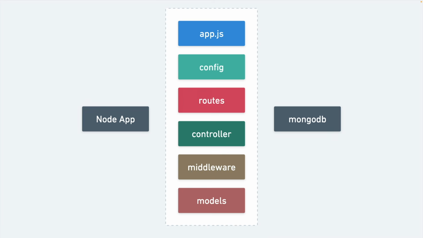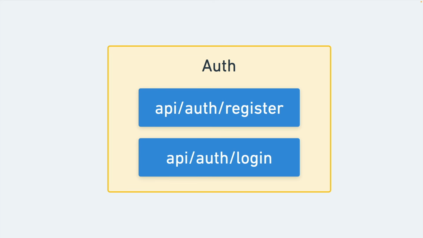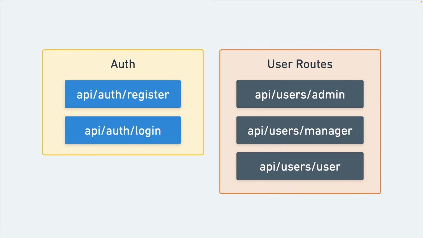Now in these routes and controllers, we are first going to handle the authentication part where we will allow the users to register themselves and then they can log into our application. So this will be the first part, which will be the authentication. The second part will be the APIs for the users. So we are going to have a different set of APIs. First one will be the /api/users/admin, /api/users/manager and /api/users/user.